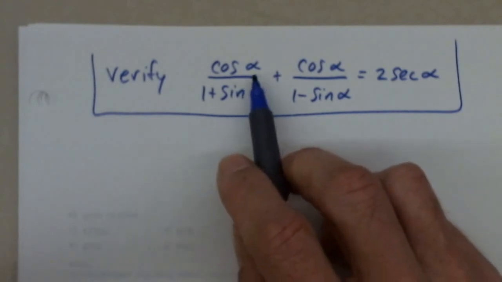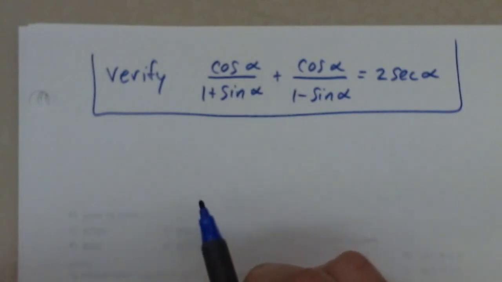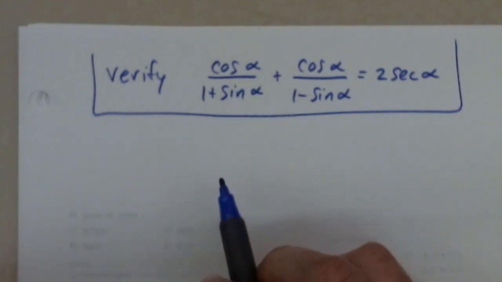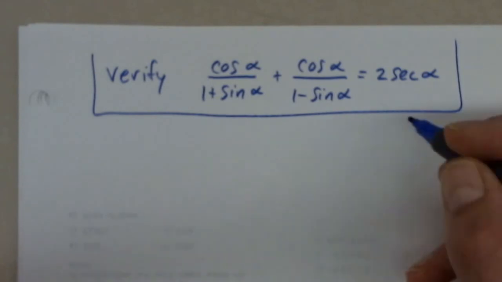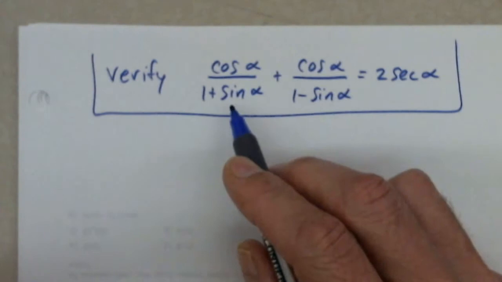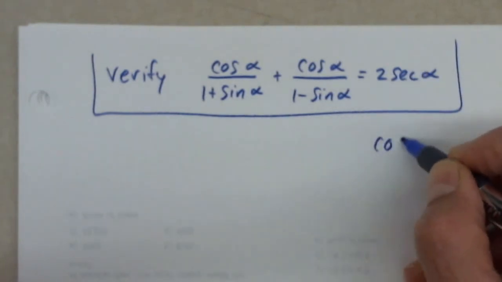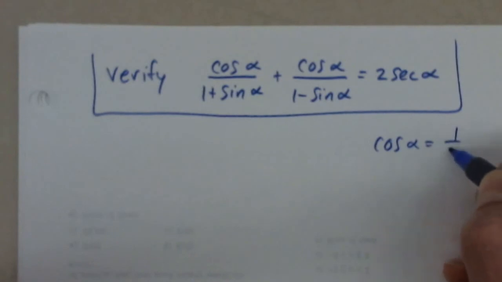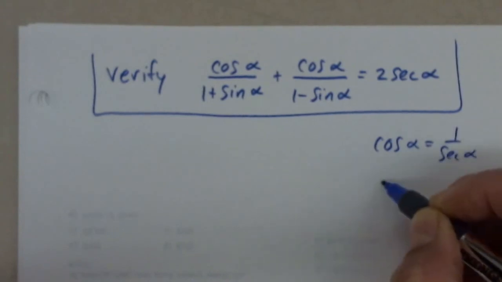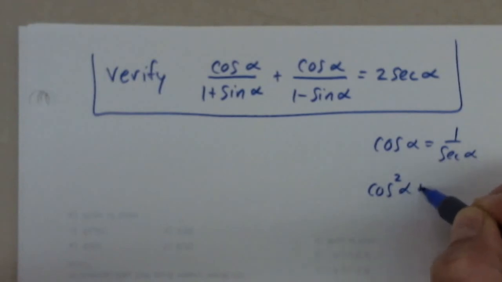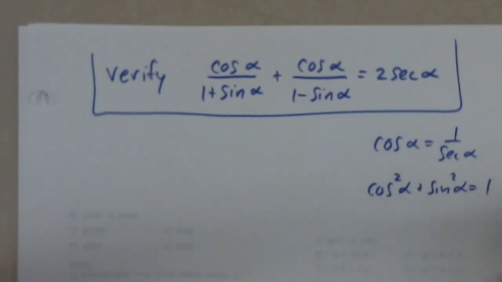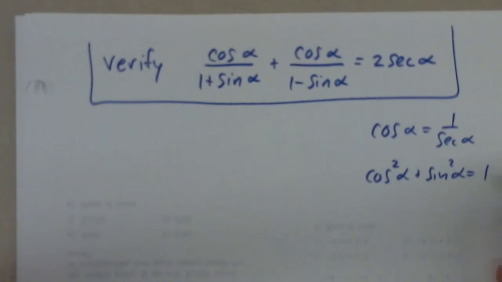And this letter, Greek letter, is called alpha. So we have something similar here. Pause the video and try this one. If we have cosine and sine, we need to go to secant. Well, maybe we need cosine is 1 over secant. We might need cosine squared plus sine squared equals 1. And let's just see if that's enough.